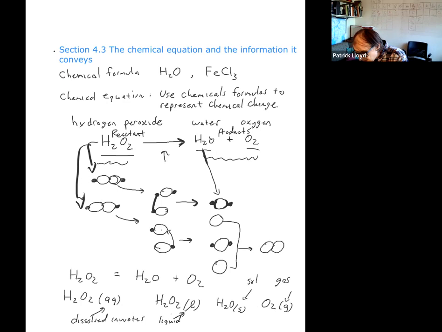And sometimes we write them into the equations. We might or we might not. Here I'm going to write aqueous, liquid, gas. Obviously, that depends on the conditions. We could have solid water, ice, or we could have liquid water, or we could have steam, which is gaseous water. Okay.